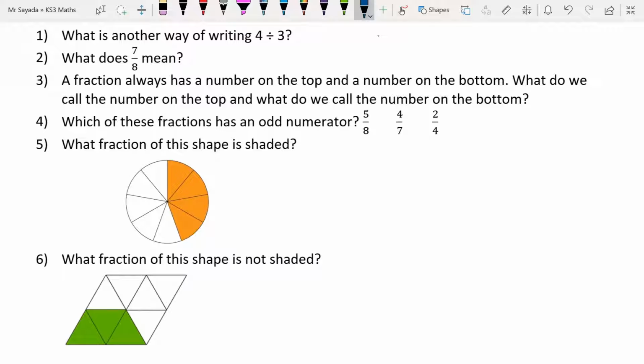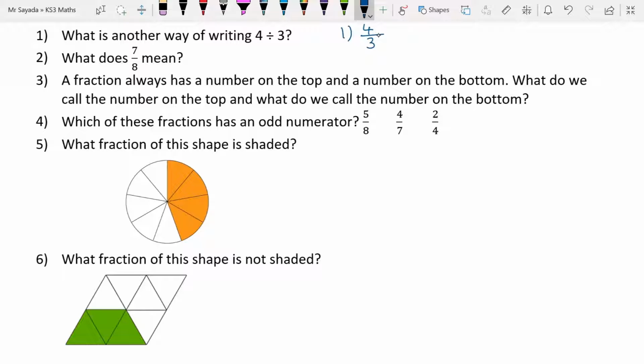So what is another way of writing 4 divided by 3? Well, this whole topic here is fractions. 4 divided by 3 is the same as 4 over 3. A fraction is just a division. It's the top number divided by the bottom number. It's the numerator divided by the denominator.